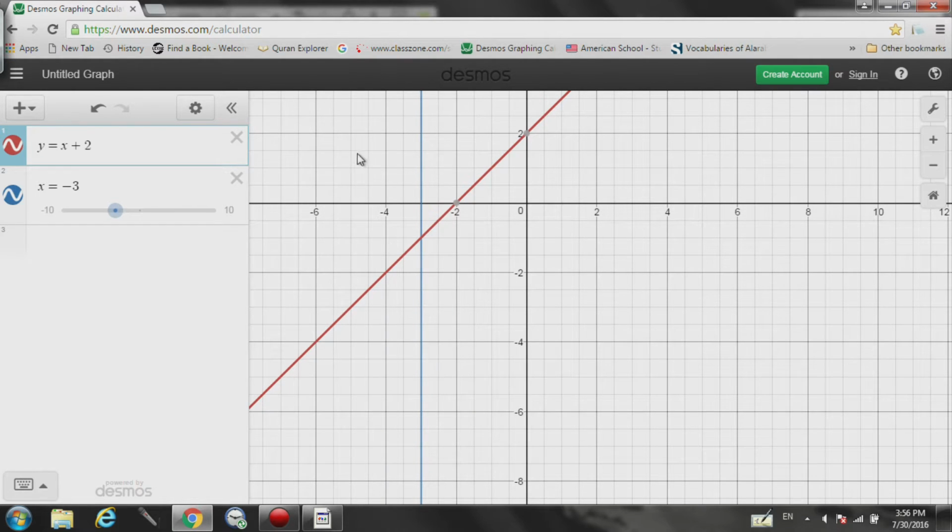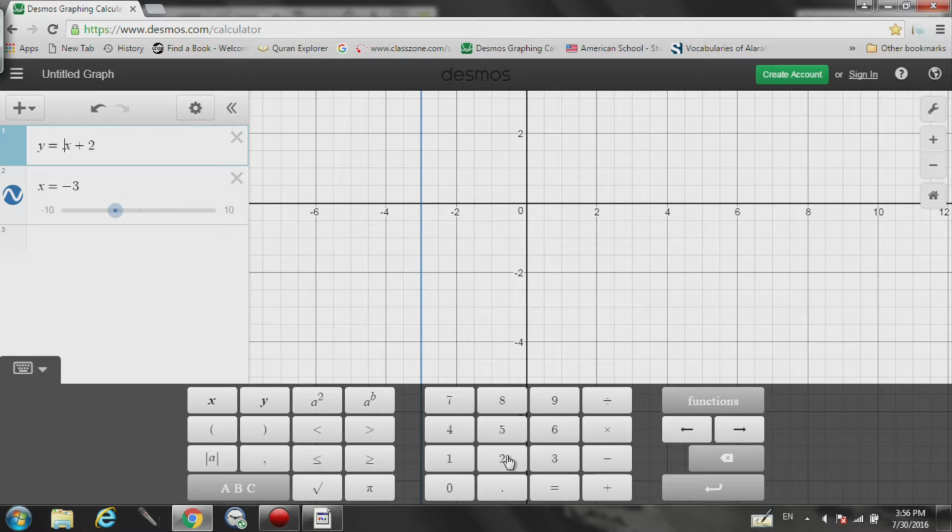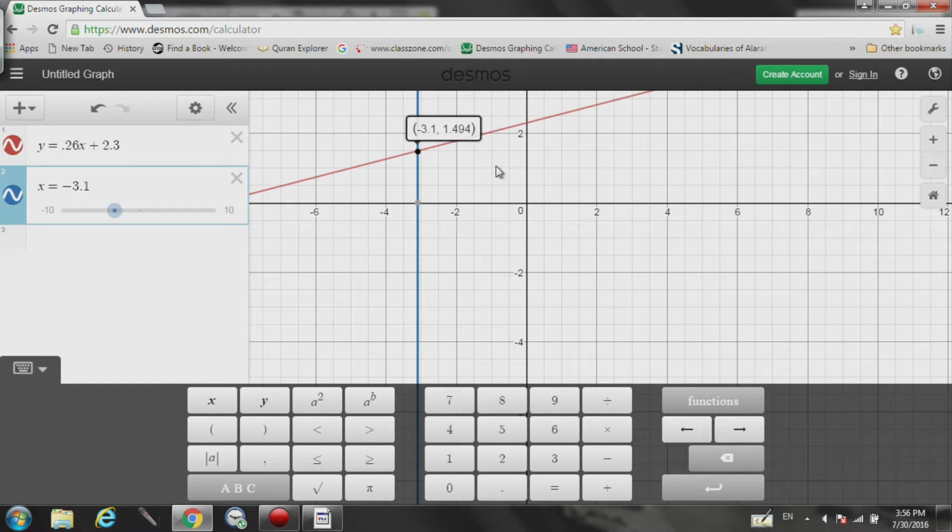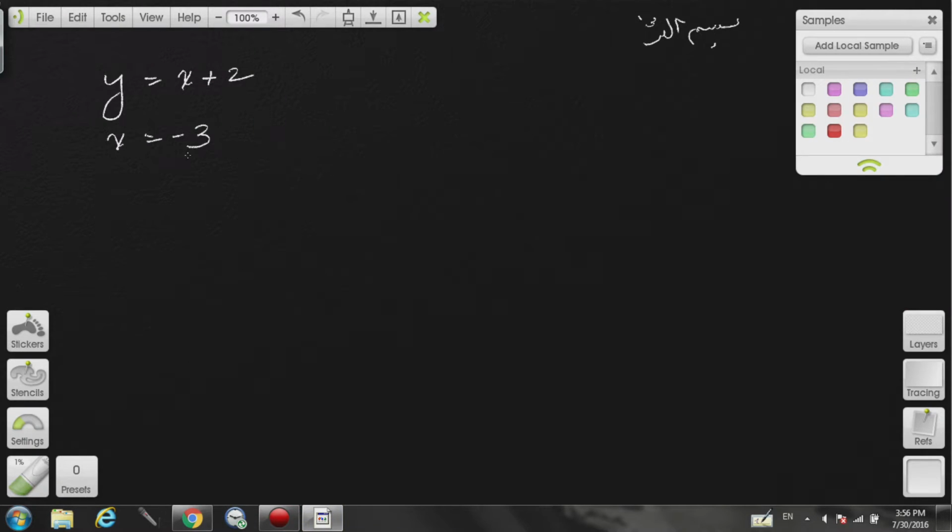Now this is easy, but what if it was like this? See, it was 0.26x plus 2.3, right? And then this was x equals 3.1. So it's not as straightforward as that. Then you have to make your best guess. It could be -3.1 and 1.49. You know, it's like that. So it's not the best method of solving a system of linear equations. Graphing is one way, however; you can graph lines and then try to find the intersection.